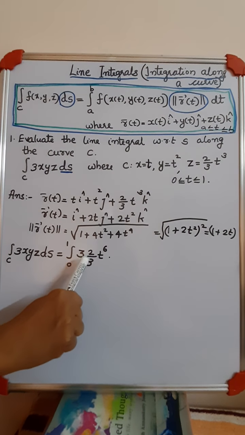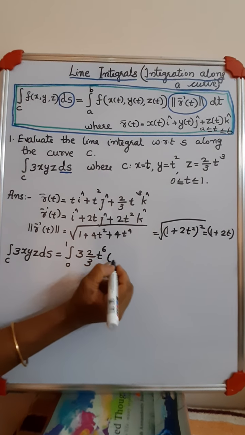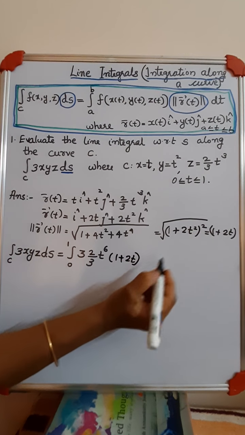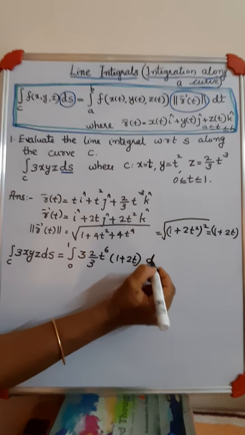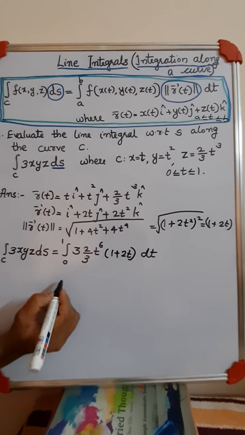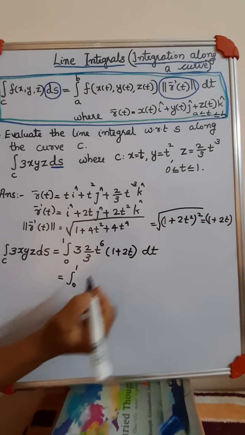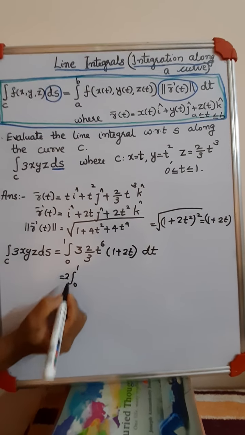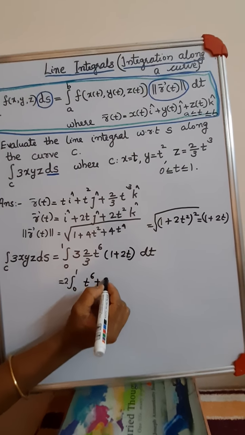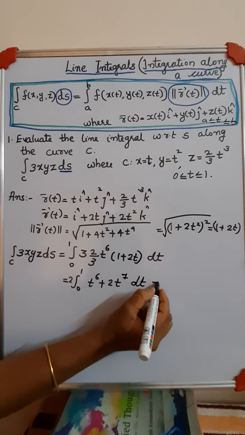We can write this as a function of t. Then norm of r dash of t is 1 plus 2t, then dt. We can cancel 3 and 3. That is equal to integral 0 to 1. Open the bracket. We can take 2 outside. 2 into integral 0 to 1, t raised to 6 plus 2 into t raised to 7 dt.